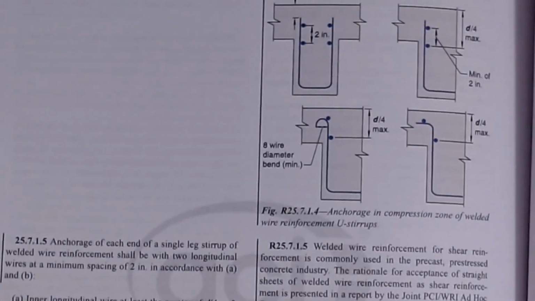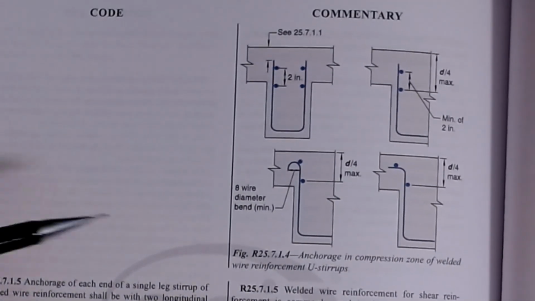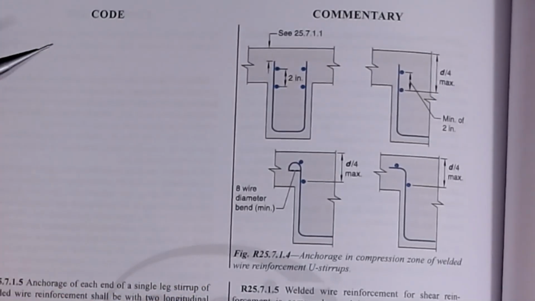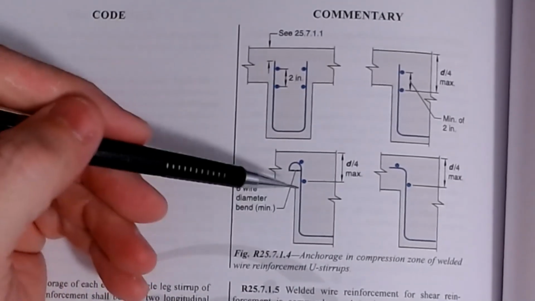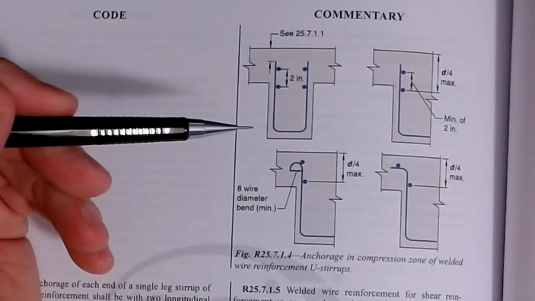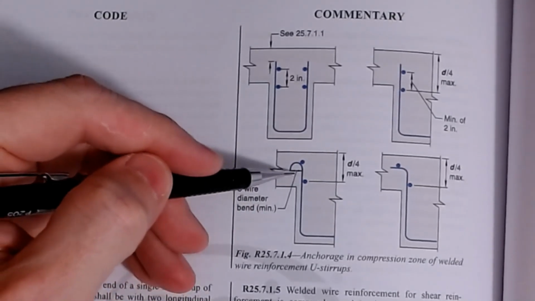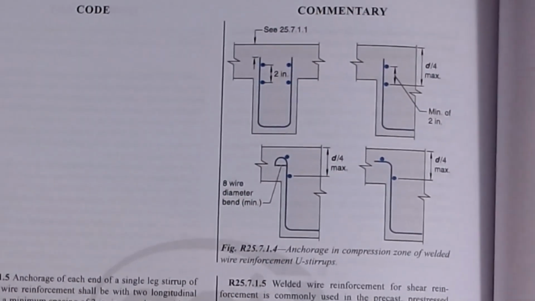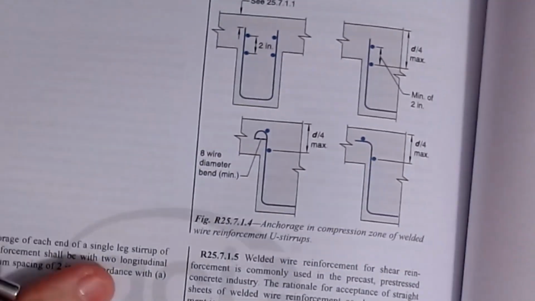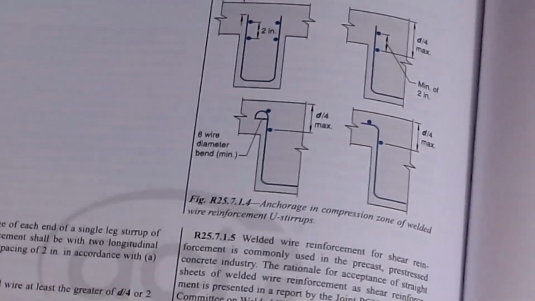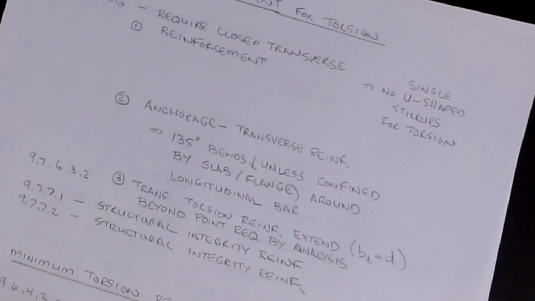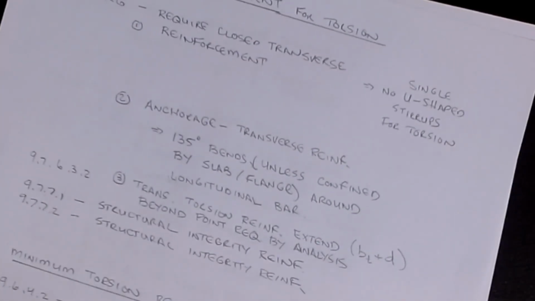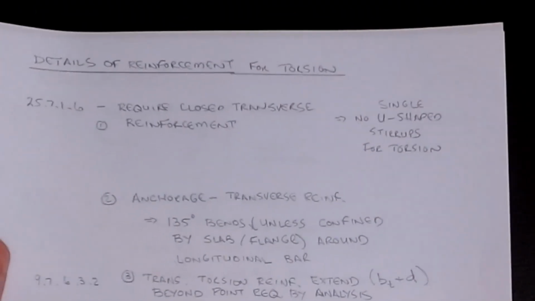For stirrups, if you remember, we talked a little bit about how these had to be anchored. For shear, this is what it looked like. For torsion, there's an added requirement that any hook you have has to have a longitudinal bar that goes in it. So this is the shear picture. These pictures are different. This is also for welded wire fabric, which we're not concerned with here. All right, so here are the requirements, as a summary of what's in those two pages.